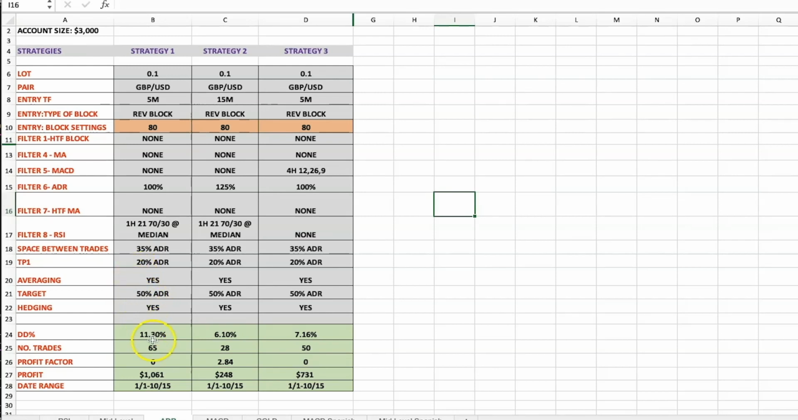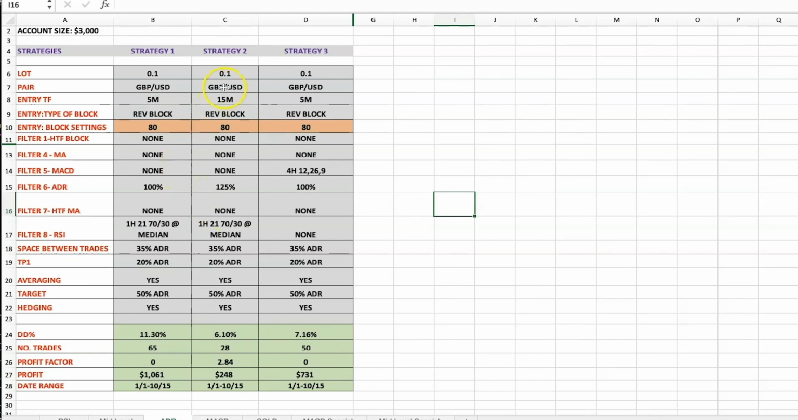So in here, we did it from January to today. We got a drawdown of 11%. The number of trades was 65, and profit factor was 0 because we didn't get any losing trade, so it cannot be calculated. The profit was $1,000. Again, I'm getting in with 0.10 lots with only $3,000. That is a lot of money, big lots, but just for the sake of this example.